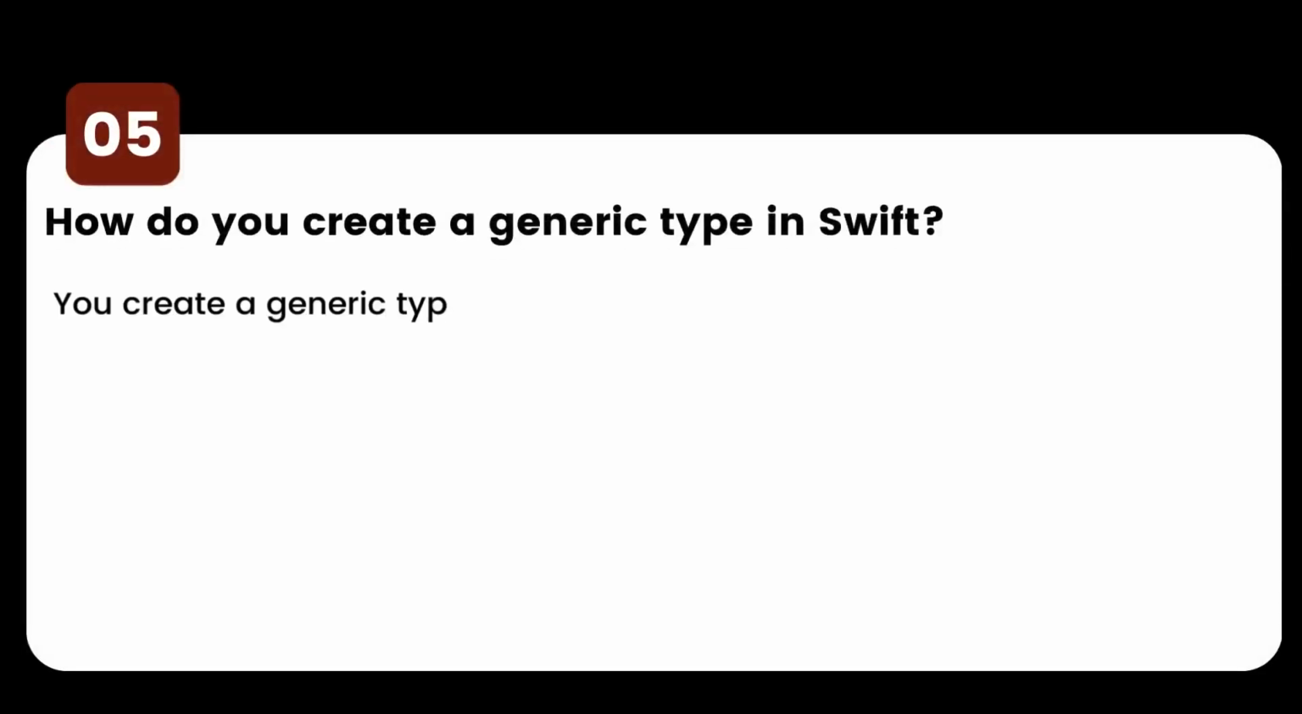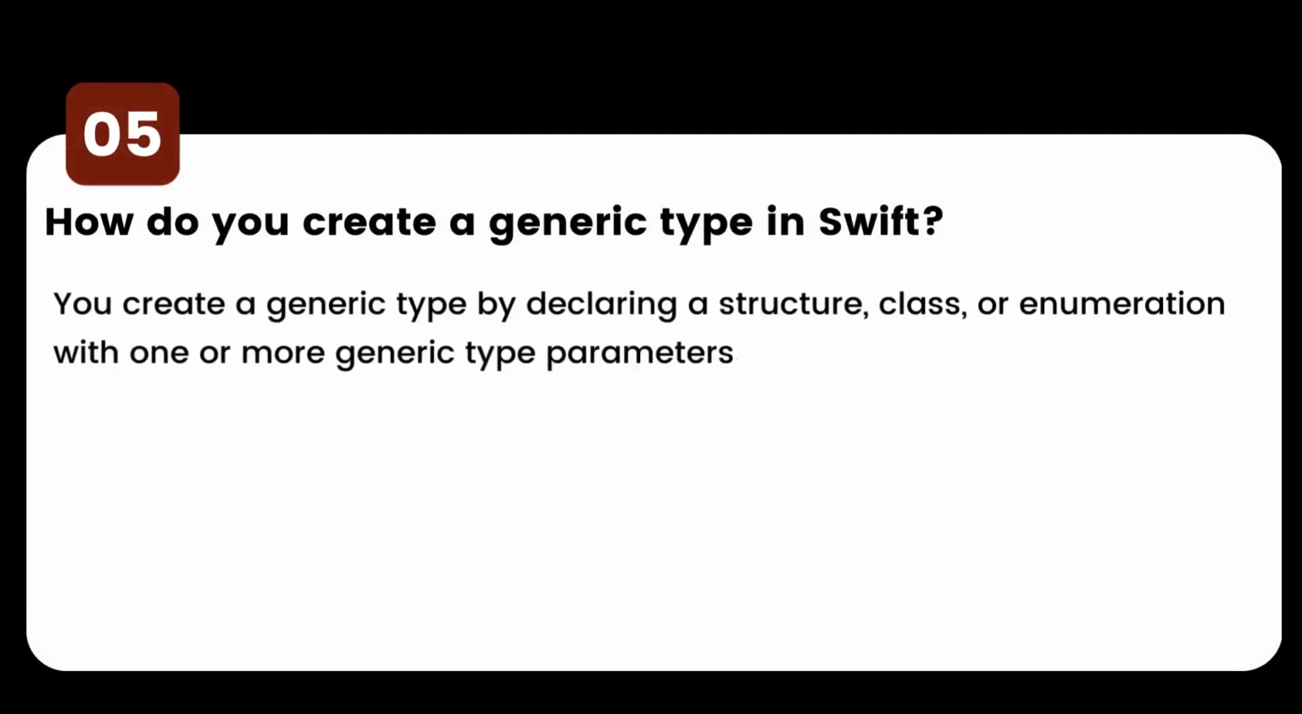How do you create a generic type in Swift? You create a generic type by declaring a structure, class, or enumeration with one or more generic type parameters.